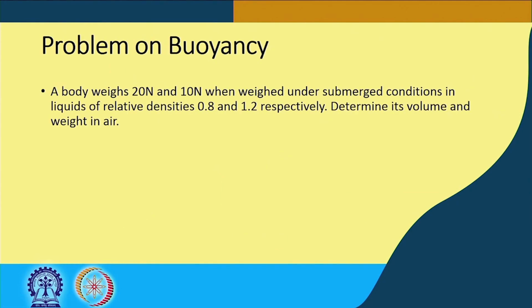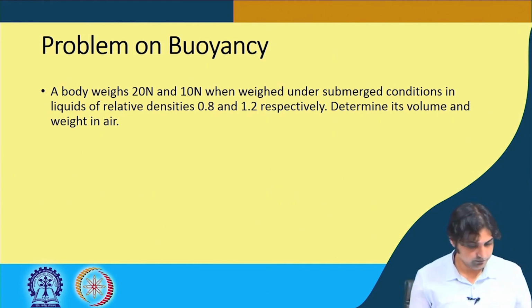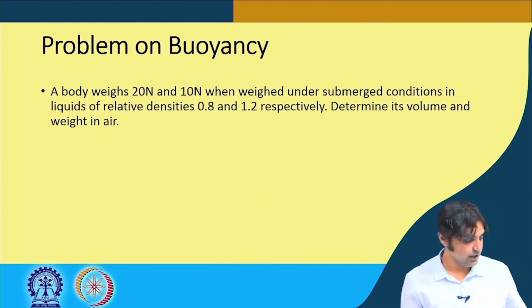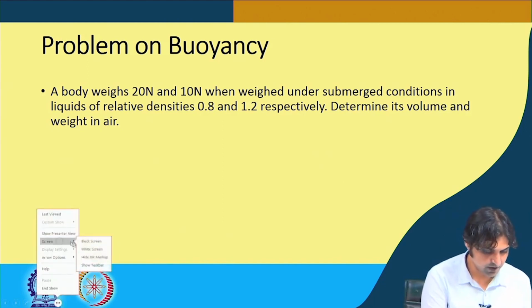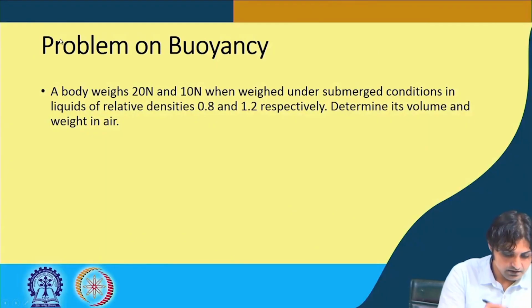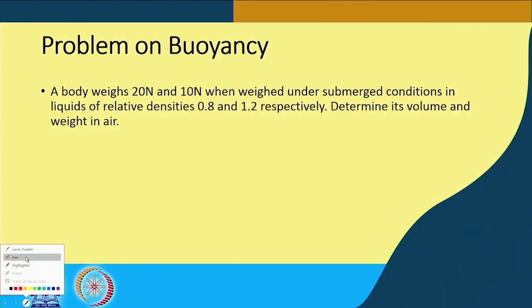problem. The problem says the body weighs 20 Newton and 10 Newton under submerged conditions in liquids of relative density 0.8 and 1.2 respectively. Determine its volume and weight in the air. So what I am going to do, again a screen. It's a very simple problem, but I think it will give you a thorough brush up. I have not selected the pen.